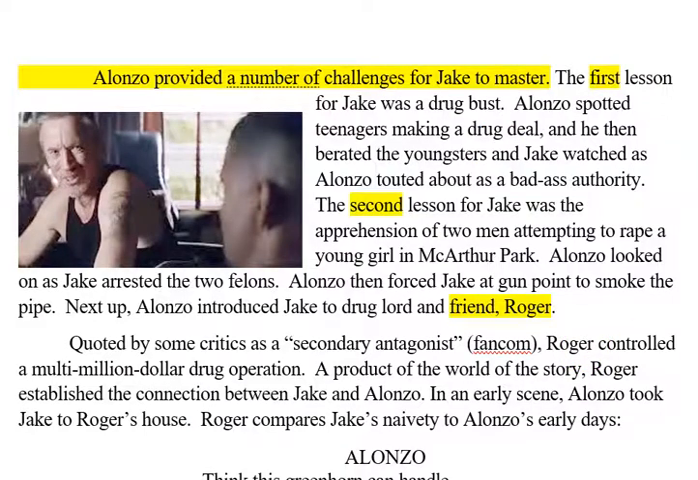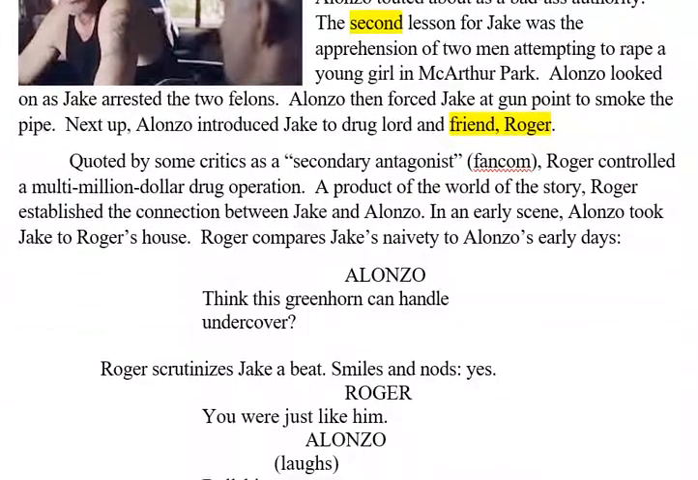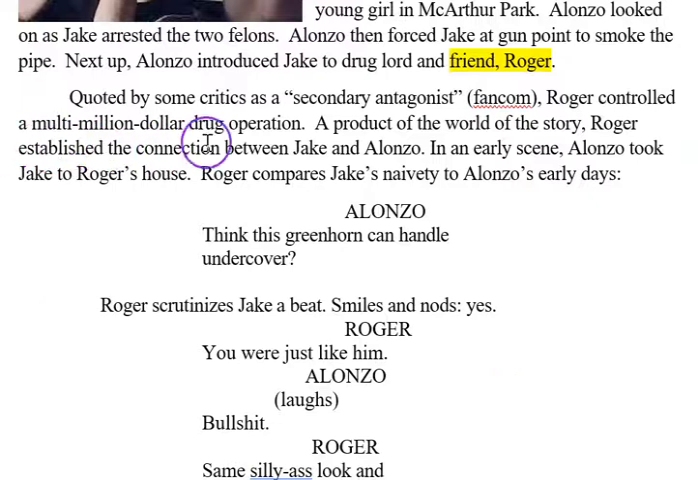So now we start the next paragraph, and what's the next paragraph going to be about? That's right, his friend Roger. Quoted by some critics as a secondary antagonist, Roger controlled a multi-million-dollar drug operation. A product of the world of the story, Roger established the connection between Jake and Alonzo. In an early scene, Alonzo took Jake to Roger's house.